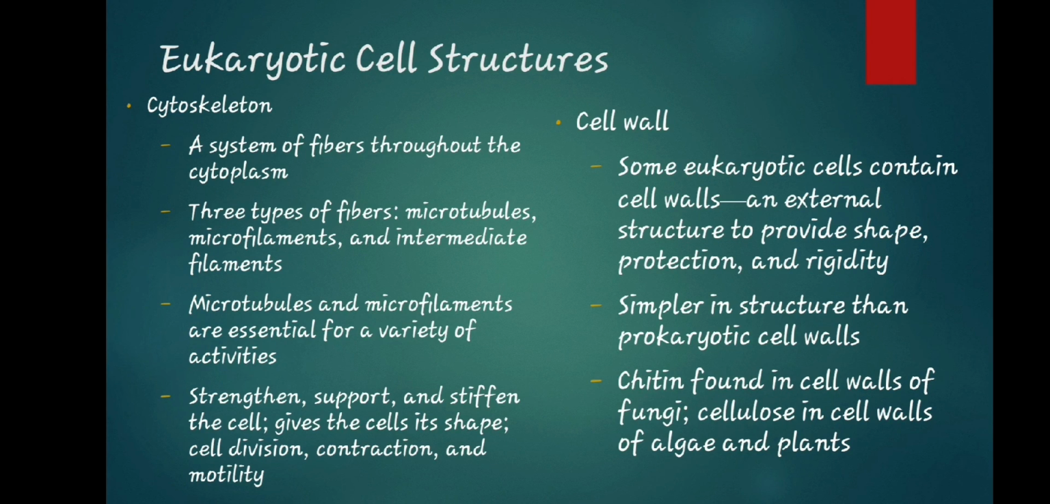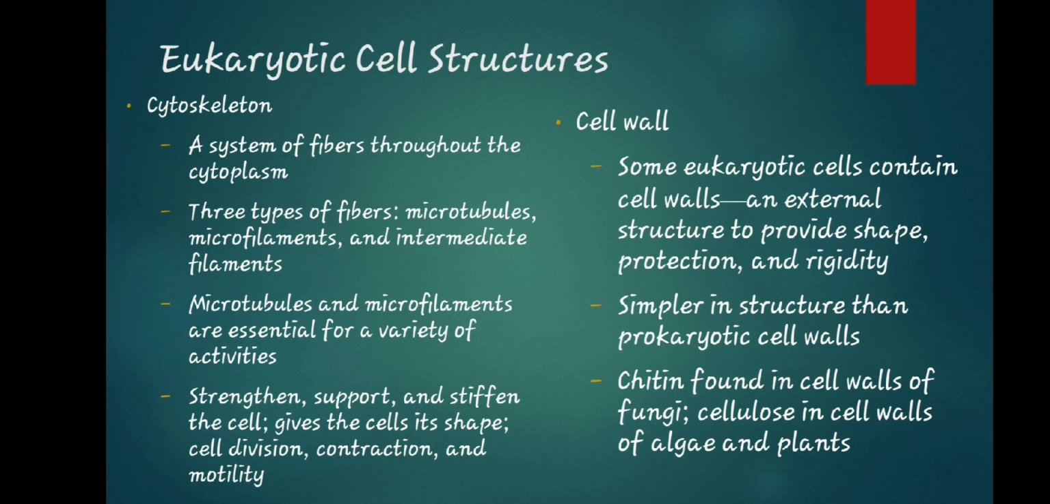Next is cytoskeleton, a system of fibers throughout the cytoplasm. There are three types of fibers. First is microtubule, which is composed of protein subunits called tubulin. Next is microfilament, and intermediate filament. It serves to strengthen, support, and stiffen the cell and gives the cell its shape.